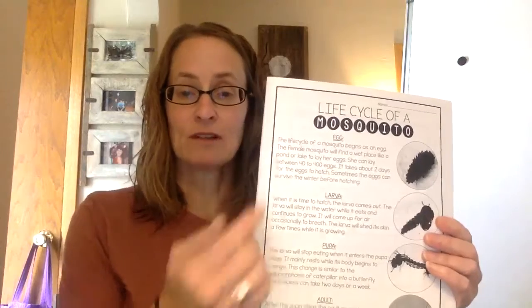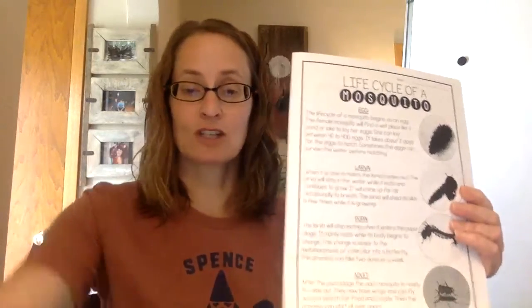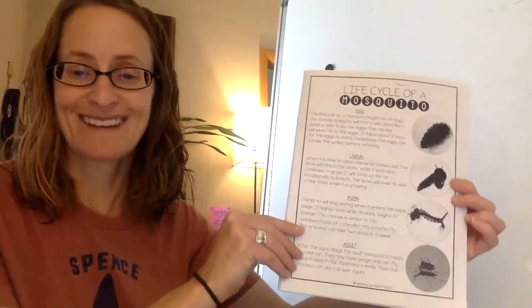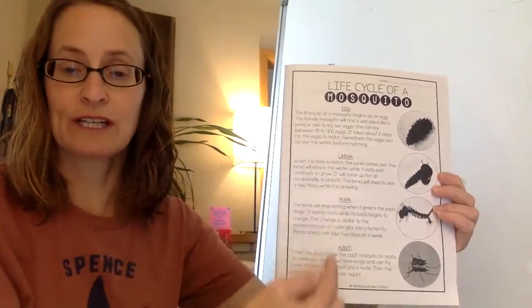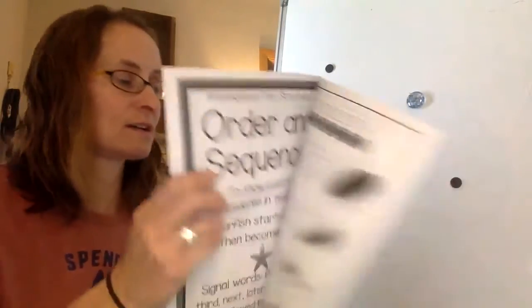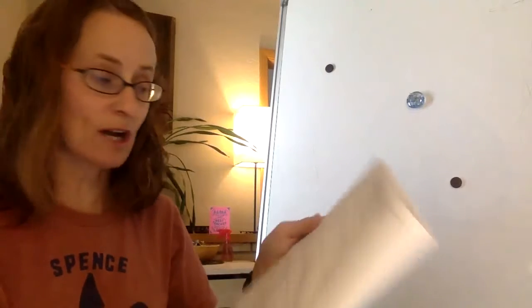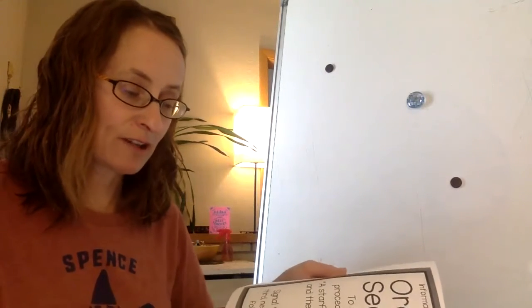So your job today, to get a little bit of practice with ordering and sequencing in your packet, is the life cycle of a mosquito. It kind of goes through the different stages. In the life cycle, boys and girls, I want you to read the different stages of the life cycle of the mosquito. And then on the back, there are some questions to go with that. And it does say, highlight the answers in the text. So for instance, where does the female mosquito lay her eggs? Your job is going to be to go back to the text and find the answer to that.